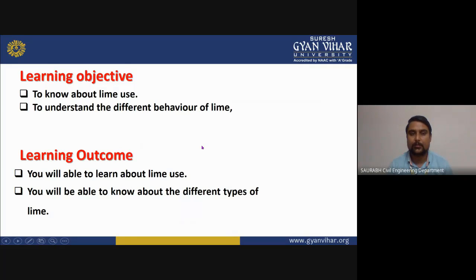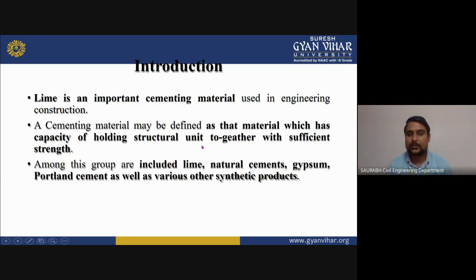So come to the learning objective and learning outcome. Here you will know about lime and you will understand the different behavior of lime. In the learning outcome, you will also be able to learn about lime uses, how we use lime in cement and what is the role of lime in cement. And you will also be able to know about the different types of lime. So come to the introduction.